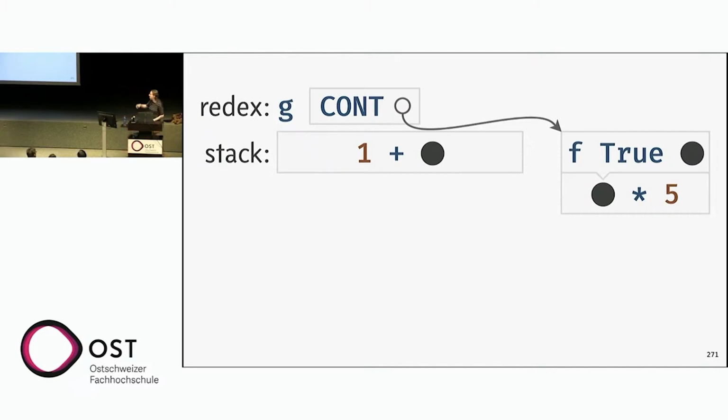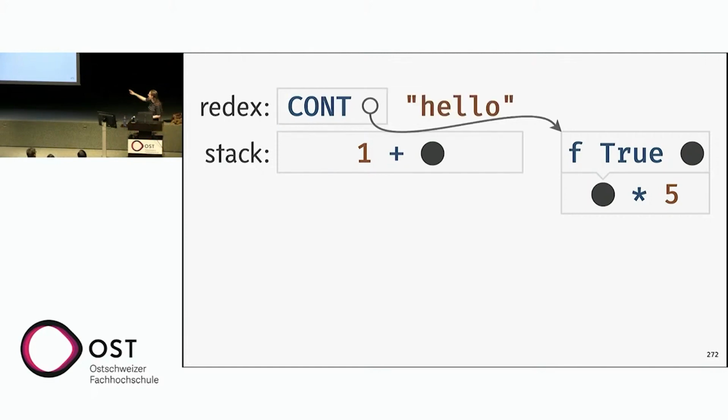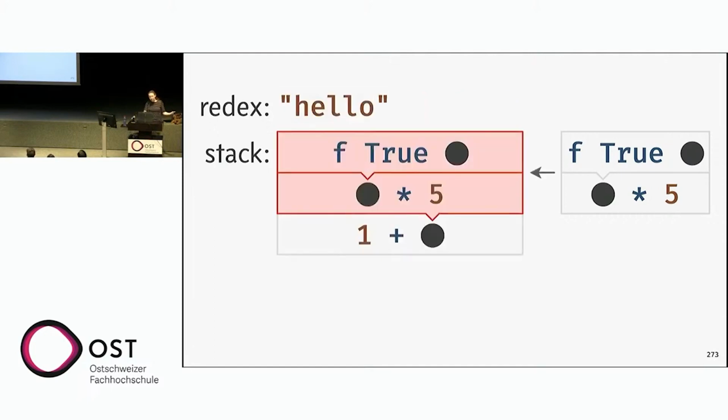Now, of course, the question is what happens when we apply that continuation, because now it's a function. This is a special function. To the programmer, it just looks like an ordinary function, but to the runtime, it's a special function represented by this chunk of stack frames. So when we apply it, say to this string hello, we just do the process in reverse. We take these frames, copy them back onto the stack, and then continue execution from there.